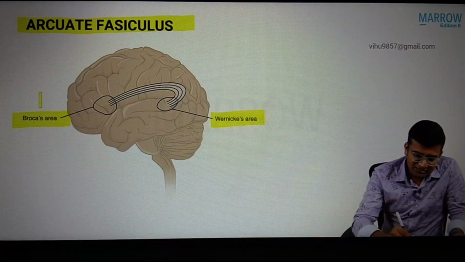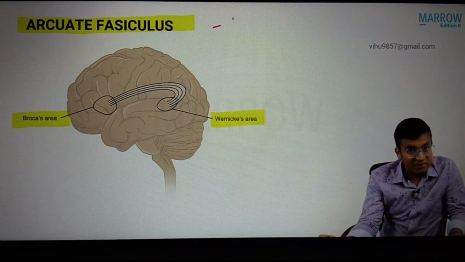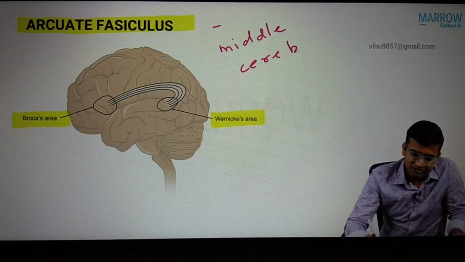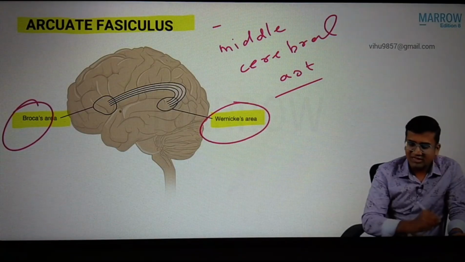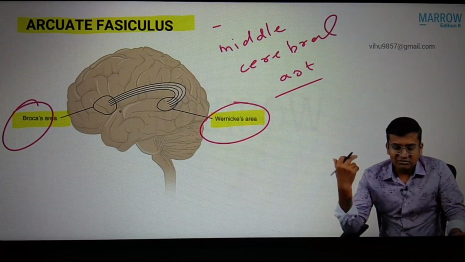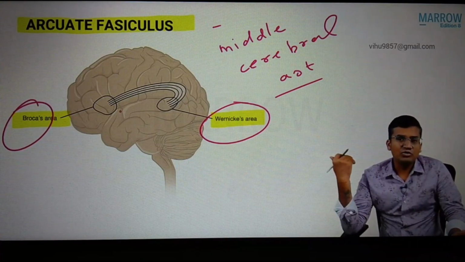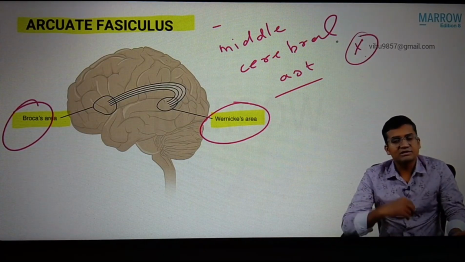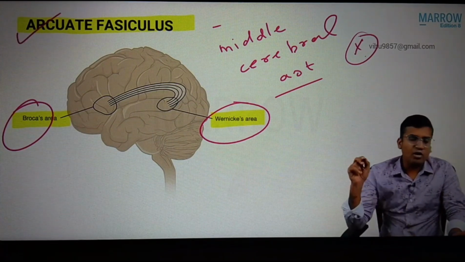Okay, now this area, the lateral surface of the cerebrum, is supplied by our middle cerebral artery. So Wernicke's area and Broca's area are supplied by the middle cerebral artery. So Broca's aphasia and Wernicke's aphasia are due to the lesion, due to the involvement of which artery? Middle cerebral artery. Okay. So now Wernicke's area and Broca's area are connected by the arcuate fasciculus.